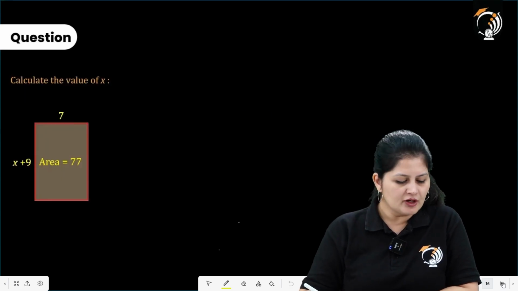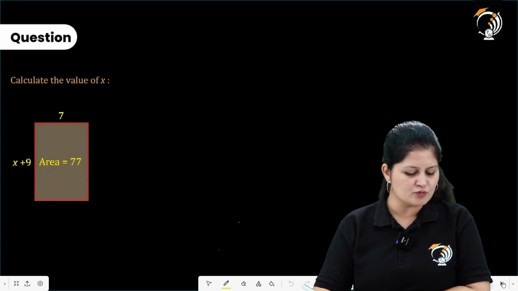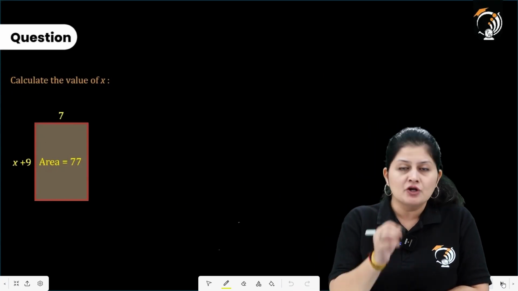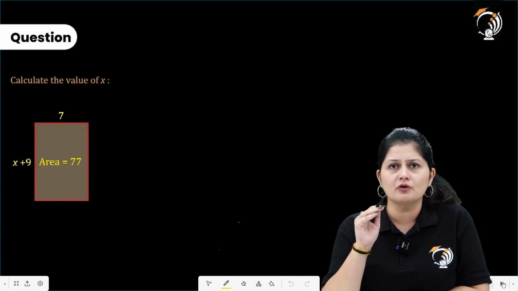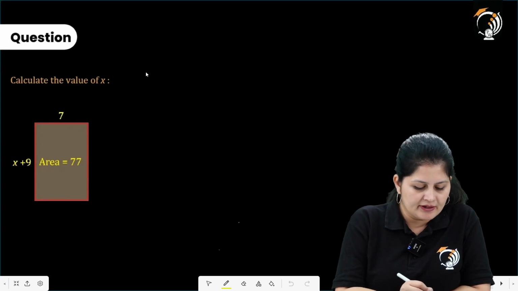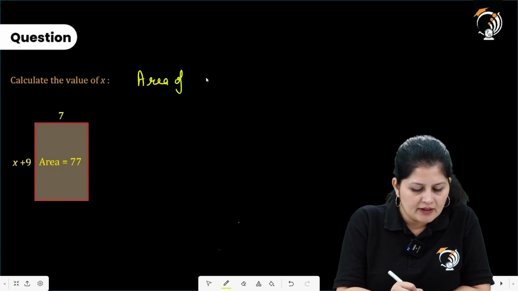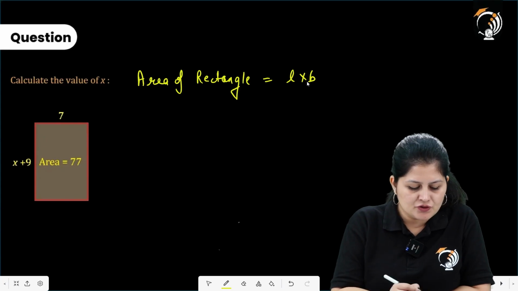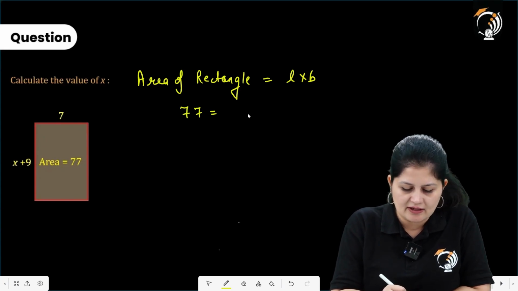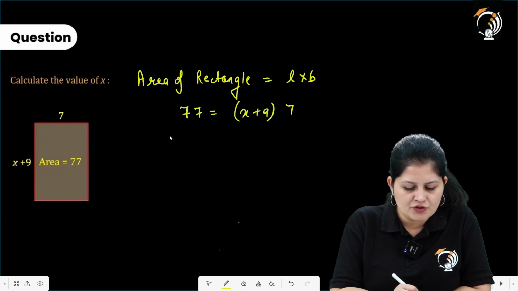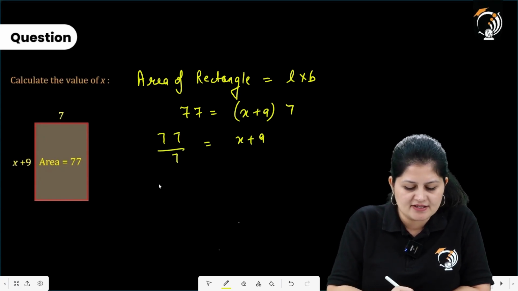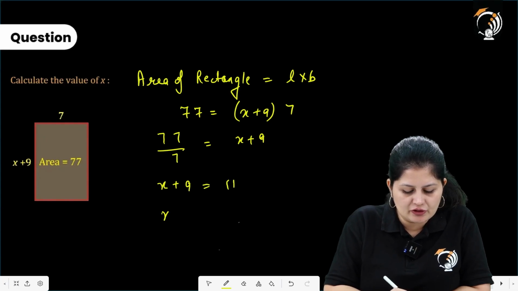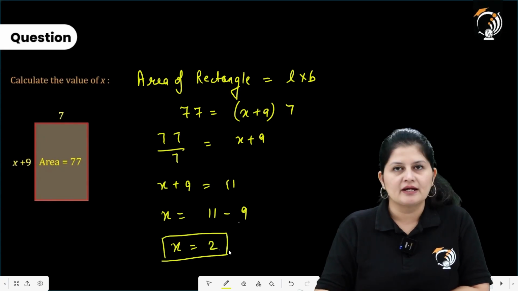Clear? Moving to the next question, we need to calculate the value of x here. As we can see, the given diagram is a rectangle. So the requirement here is that you should know the formula for finding the area. The area of a rectangle is equal to length multiplied by the breadth. Here the area is given as 77, the length is x plus 9 and the breadth is 7. So, dividing by 7 on both sides, we are getting x plus 9 is equal to 11. To get the value of x, it is going to be 11 minus 9. So the value of x is equal to 2 here. Is that clear?